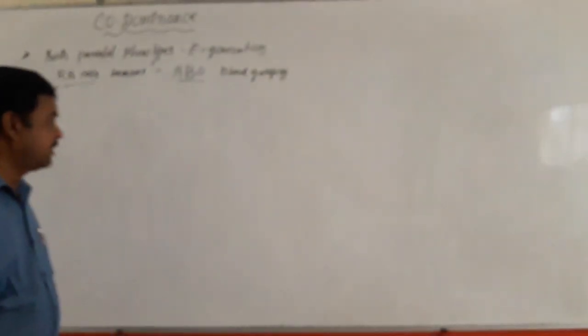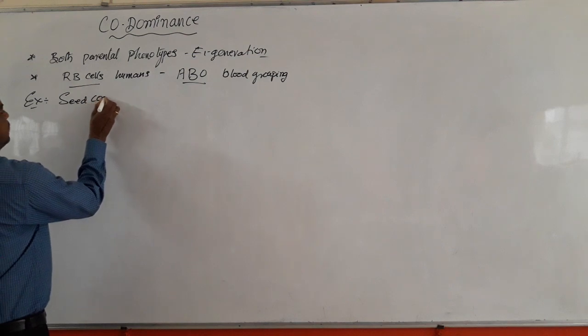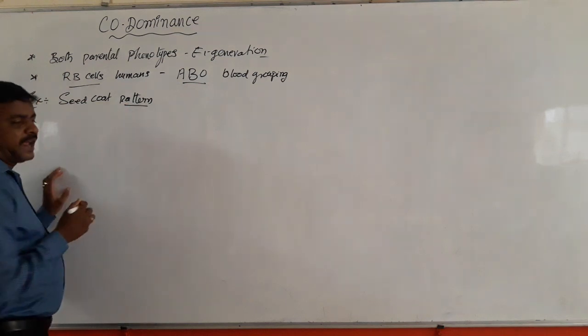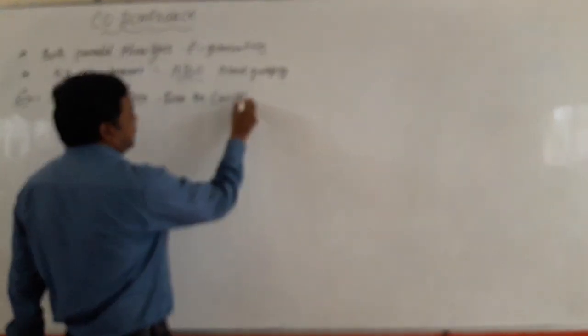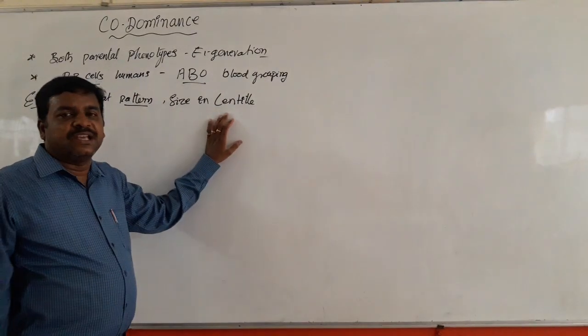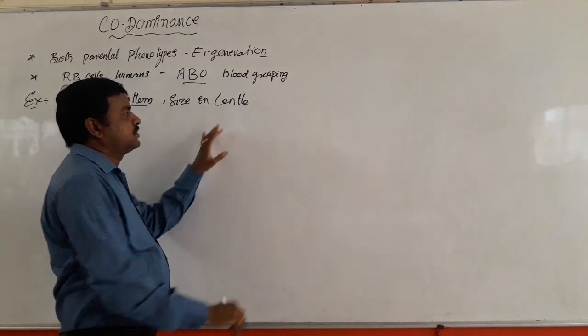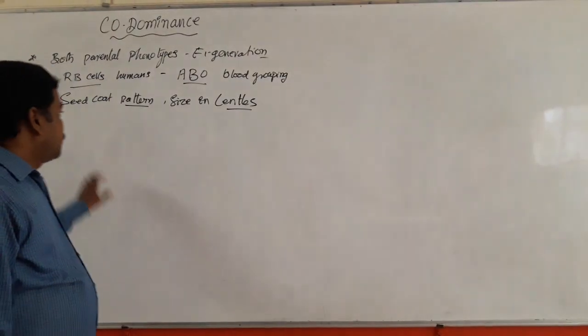When it comes to plants, there are some examples also. For example, seed pod pattern and size in lentils. They are the best examples of co-dominance. So, seed pod pattern and the size of lentils.